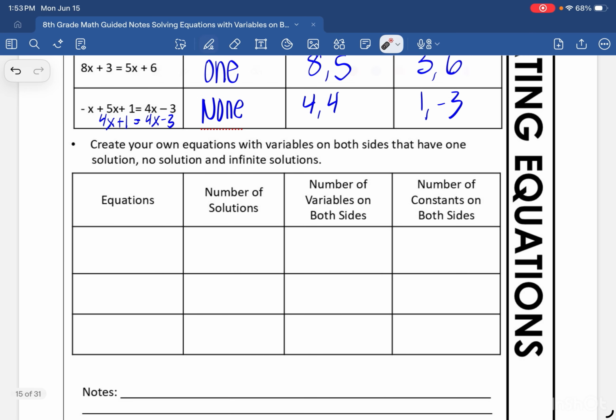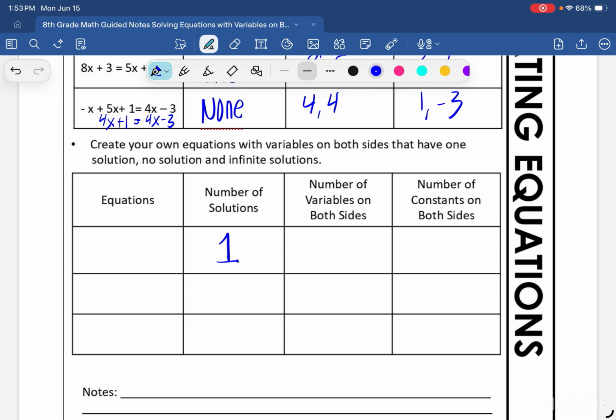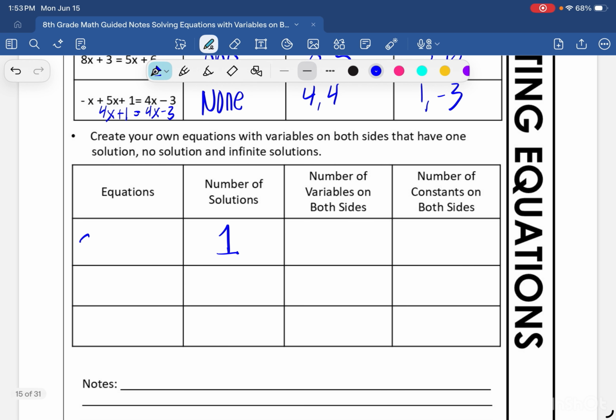Lastly, it says create your own equations with variables on both sides that have one solution, no solution, and infinite solutions. Obviously, there's a bunch of different answers you can do. You can compare yours with mine. So let's first do one solution, meaning I'm going to need a different number of variables on each side. And it doesn't really matter about my constants. So I'll say 2x plus 1 equals 3x plus 4. Number of variables on each side are 2 and 3, and then constants are 1 and 4.